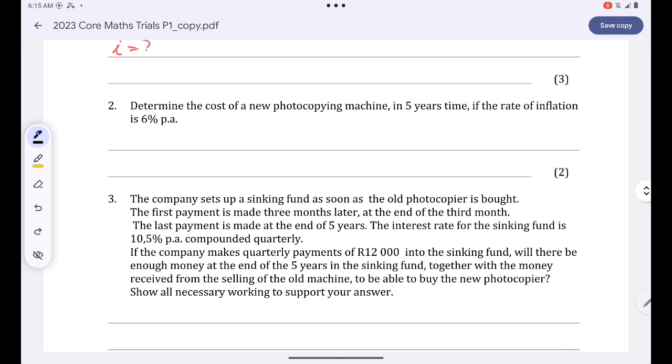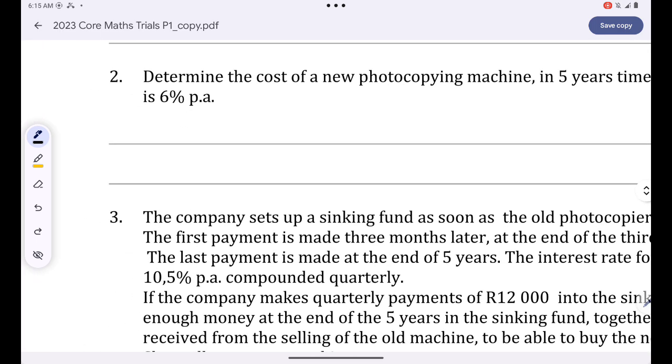Inflation, guys, is always compounded annually. Are you together? Even though you are not told, please let it sink into your mind that inflation is always compounded annually. So I know that the principal amount is the current price of the machine, which is R315,000. I want to know how much it would cost in 5 years, so n will be equal to 5, and the interest rate is 0.06.